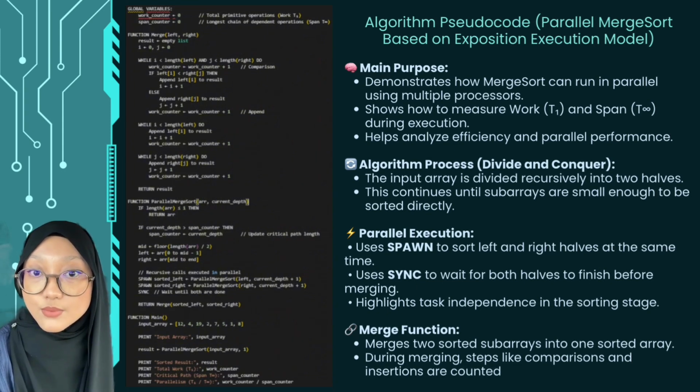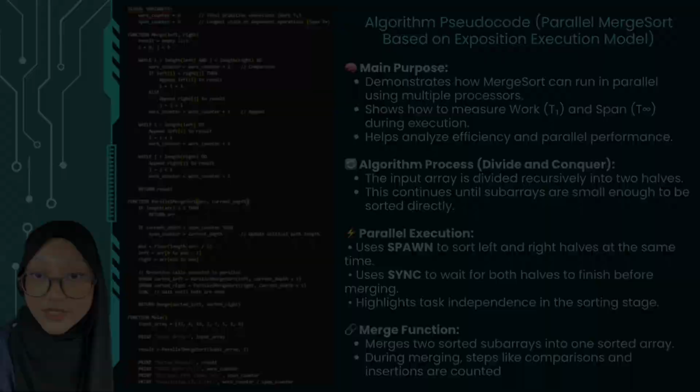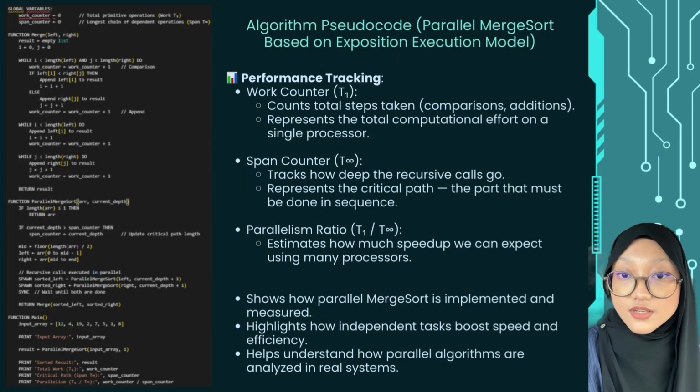This merging part is where two sorted arrays are combined into one. It counts how many steps it takes by increasing a work counter. This counter shows the total work, or T1, which is the time it will take if only one processor was used. At the same time, we also track the span, or T infinity, which is the longest chain of steps that must happen one after another, even if we had unlimited processors. This is counted using a spawn counter.